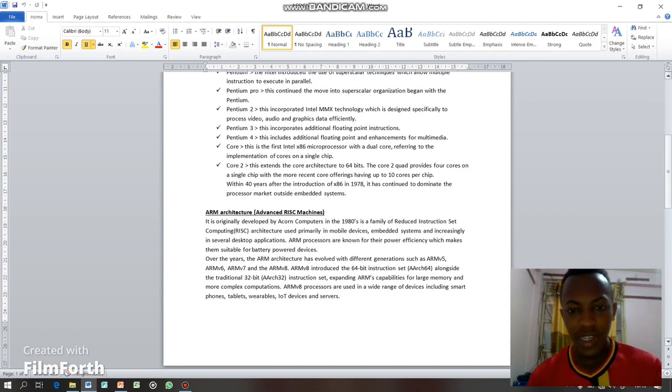Moving on, it says that ARM processors are known for their power efficiency, which makes them suitable for battery-powered devices. Those include the phones we use, mobile devices, and laptops, because they are all battery-powered. So the ARM architecture provides power efficiency, which makes it suitable to run in these battery-powered devices.